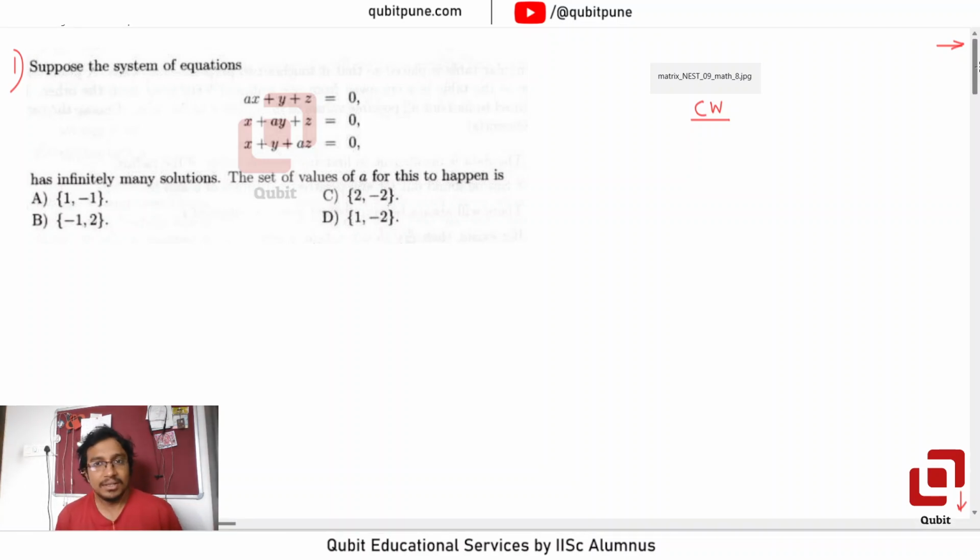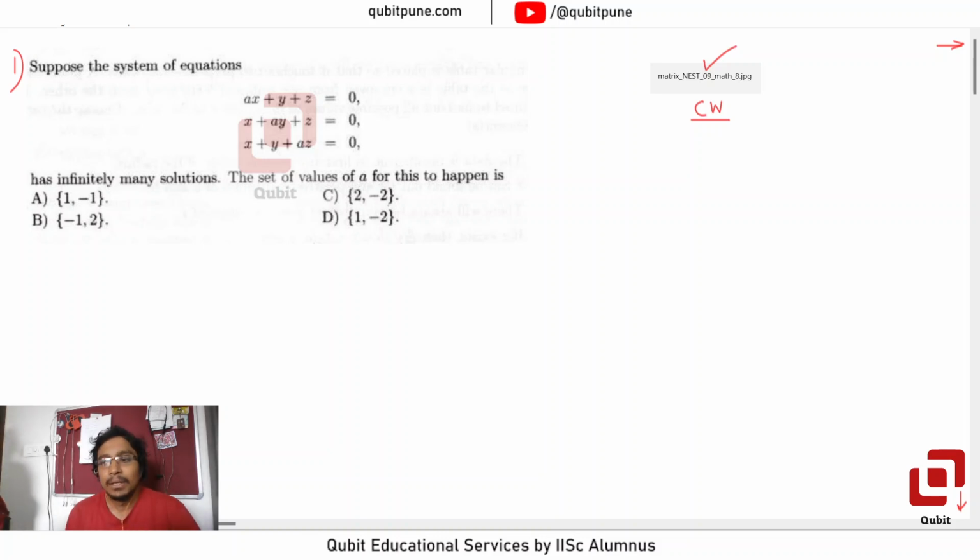Let us start our session by solving this problem from NEST 2009. Our lecture will be split into three parts. In the first part, we will solve matrices problems. In part 2, we will go to probability. And part 3 will be a lot smaller in terms of duration because I did not find any statistics questions whatsoever in NEST, but still we will be solving a few of them.